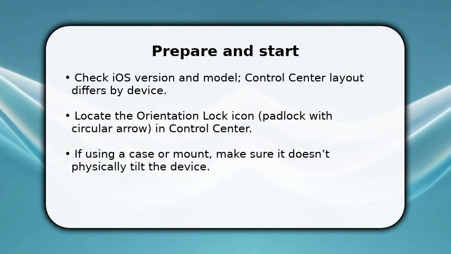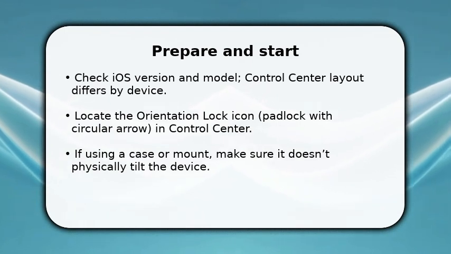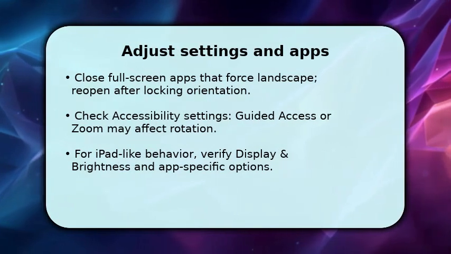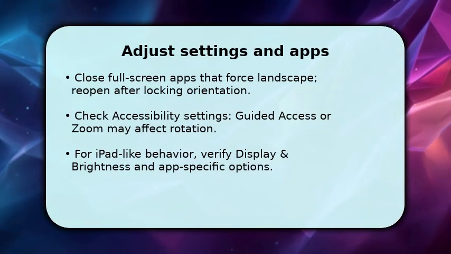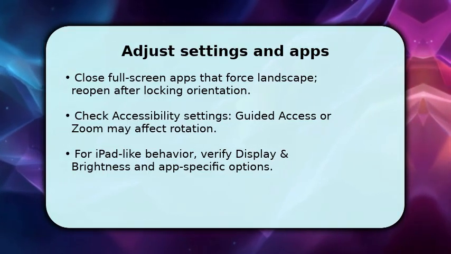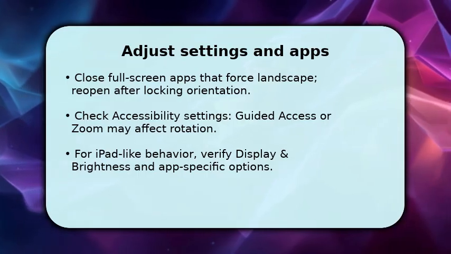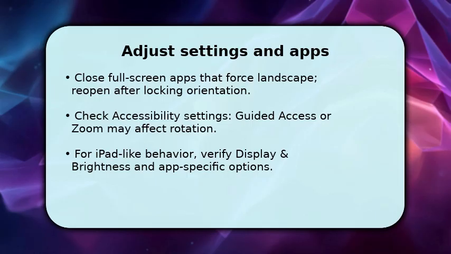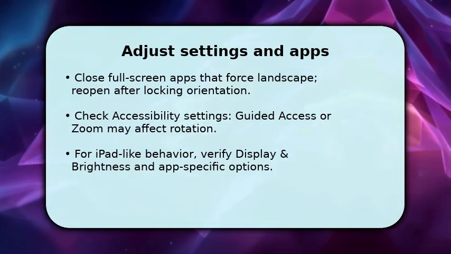Next, you refine behavior across apps. You should quit any app currently in landscape by swiping up or using the app switcher, then lock orientation so new launches stay portrait. Open settings accessibility to confirm features like guided access or zoom are not overriding rotation.